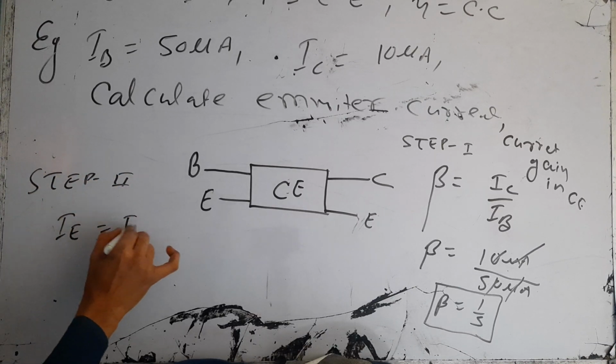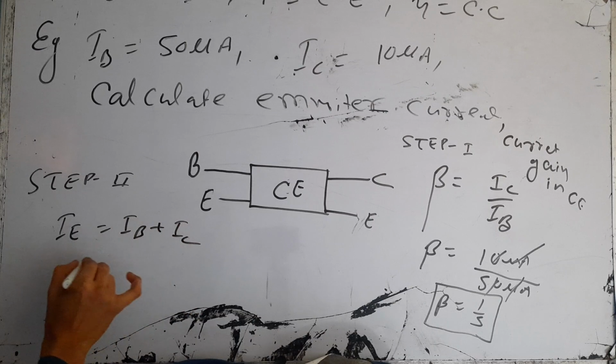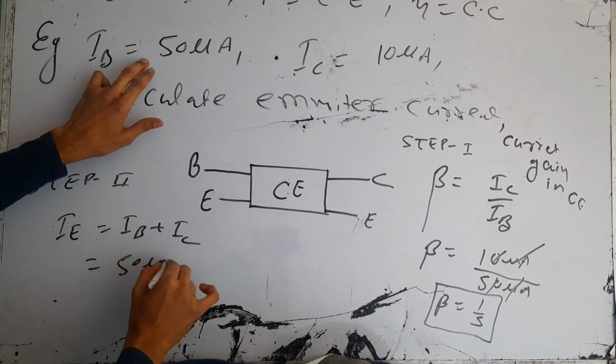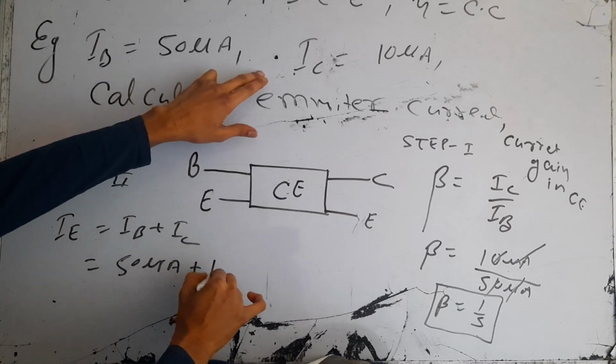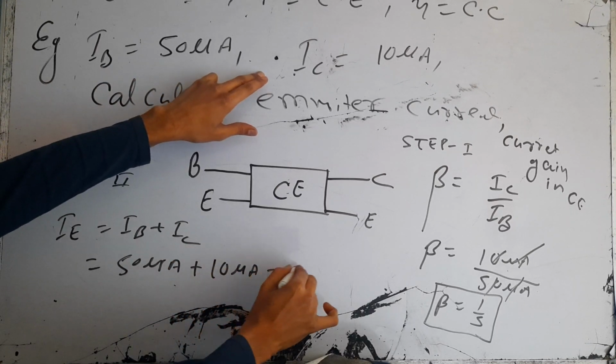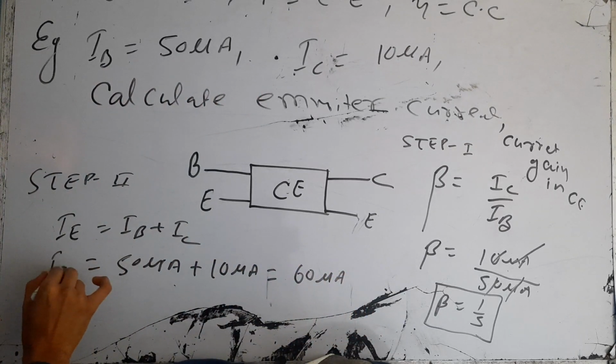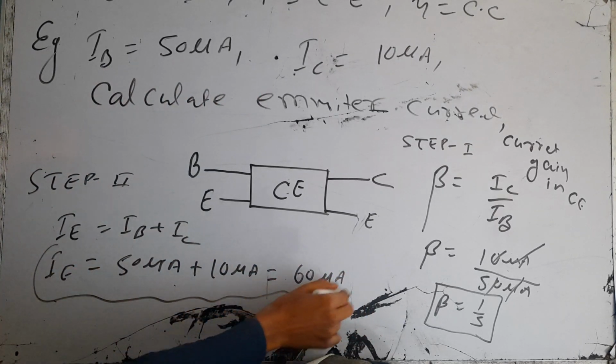IE is equal to IB plus IC. So what is IB? This is 50 microampere. IC, this is 10 microampere. So the answer is 60 microampere. So this is the emitter current. Student, this is the emitter current.